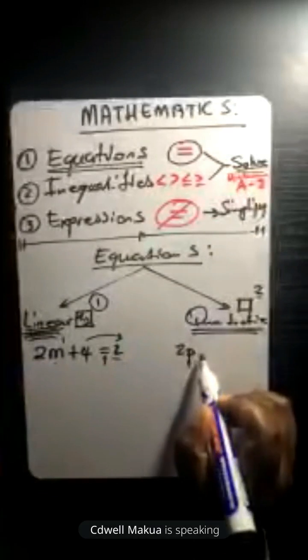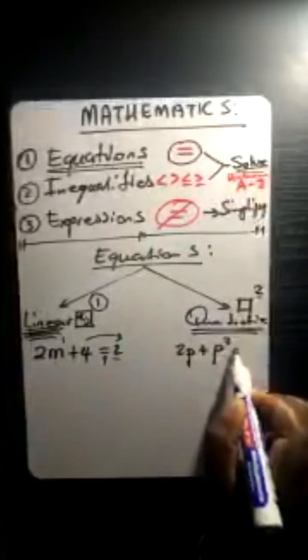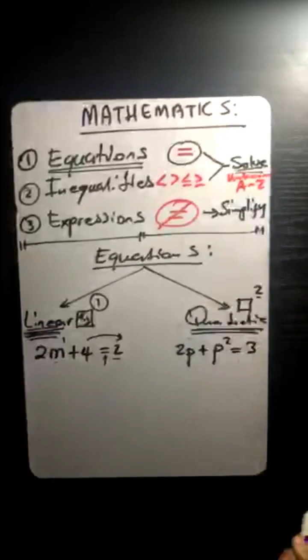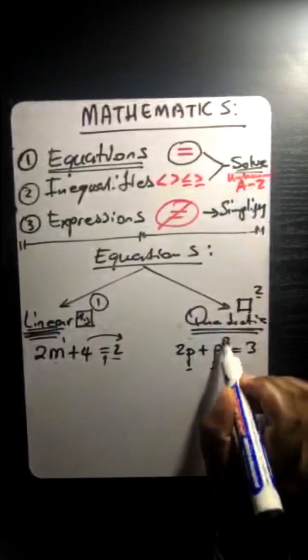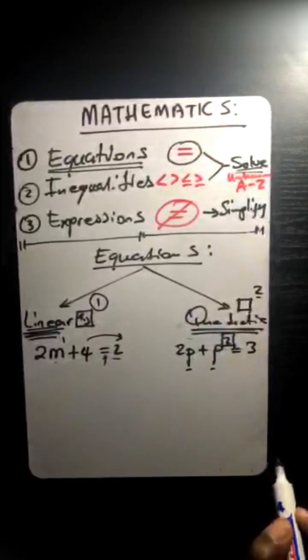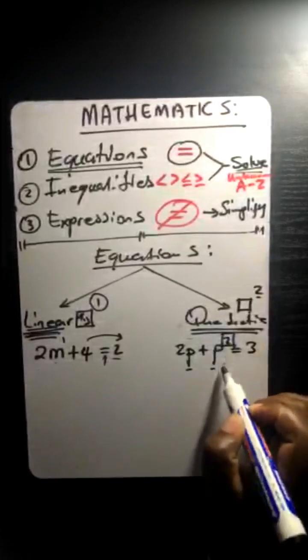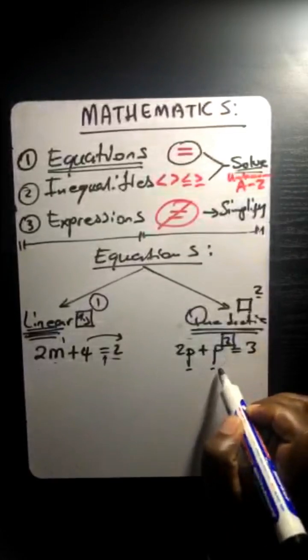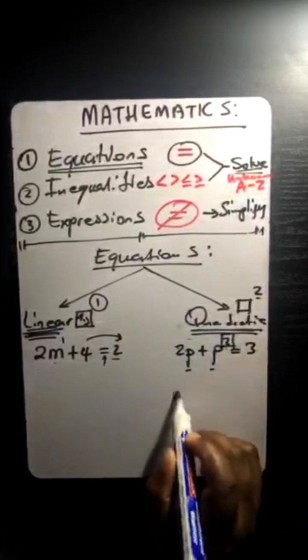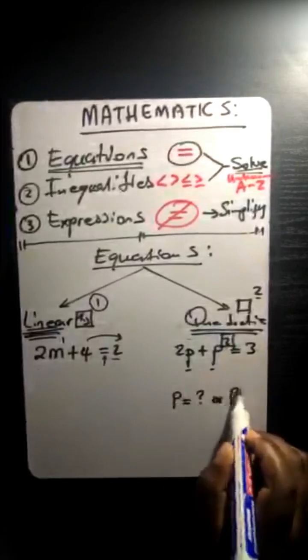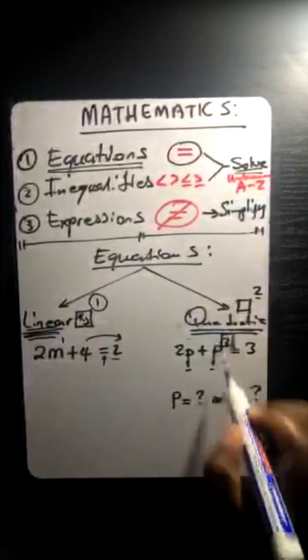Okay, maybe let's say this one. What is the highest power of the unknown? Yes, it is 2. Every time I say unknown, I'm referring to a letter. So the highest power is 2, meaning you are going to have 2 possible answers of the unknown because of this being 2.